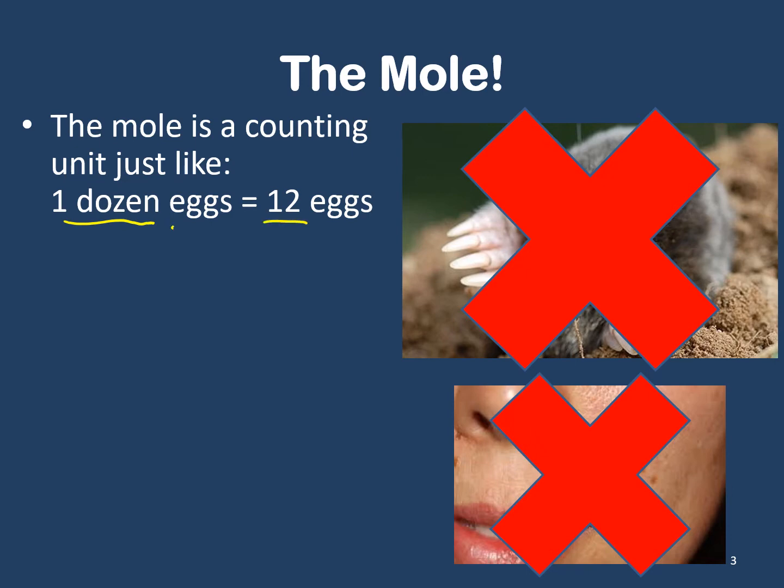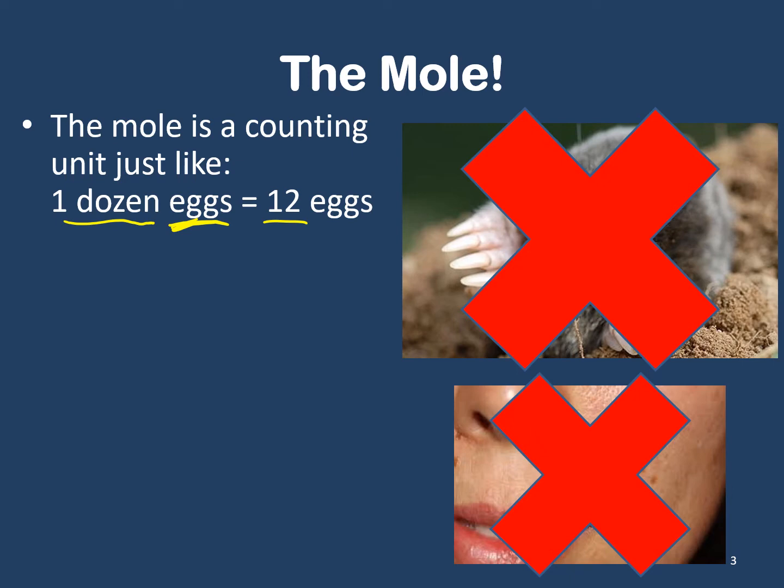Now, if I add something to the word dozen, it tells you what I have 12 of. For instance, if I say I have 1 dozen eggs, I have 12 eggs. But that doesn't mean I can't use the word dozen with other things. This is true of the mole as well.